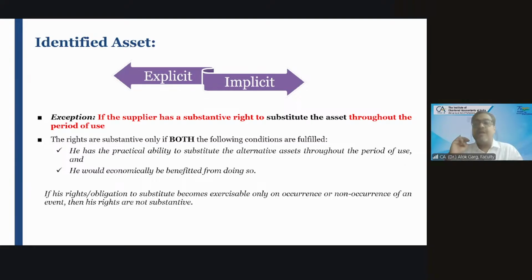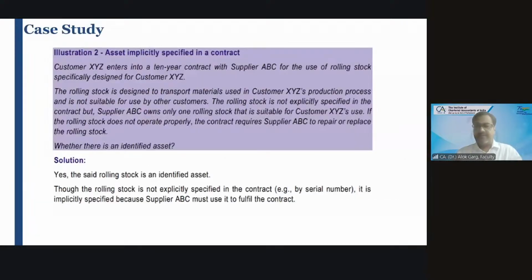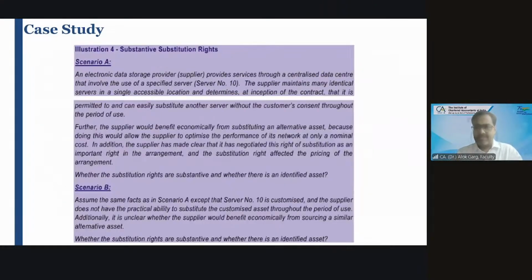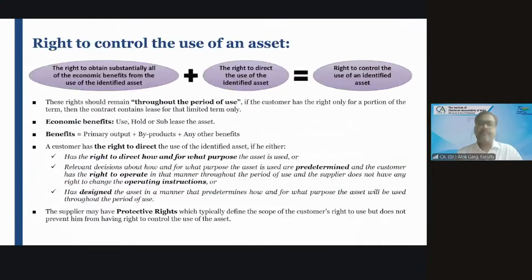Why? The rights will be substantive when two conditions are satisfied. Condition number one, the lessor has a practical ability to substitute the alternate asset, and the lessor is economically benefited by doing so. Okay. So if the replacement is due to the happening or non-happening of some future event, then it is not considered as a substantive right. Okay. Friends, we did so many examples on that. And we discussed the meaning of right to control the use of an asset as well.